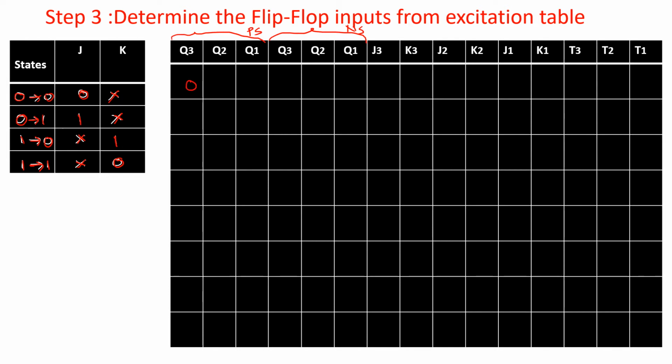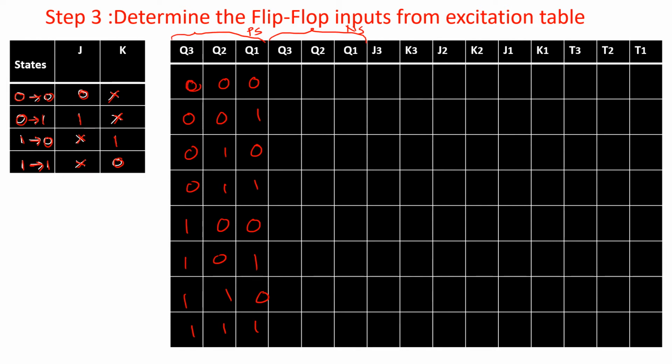is 0 0 0. Then the next sequence I want is 0 0 1, then 0 1 0, 0 1 1, 1 0 0, 1 0 1, 1 1 0, and 1 1 1. That is the binary sequence we need when we design the counter. So this is my present state.